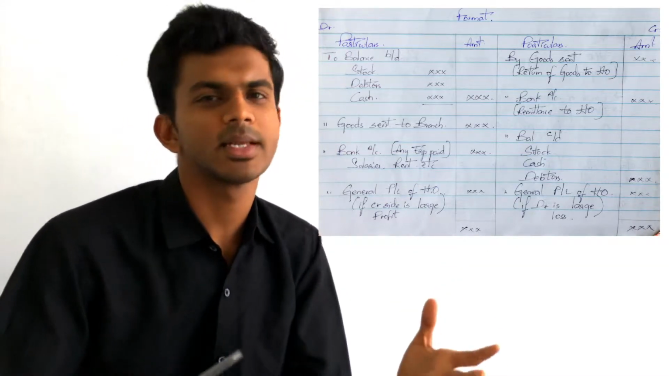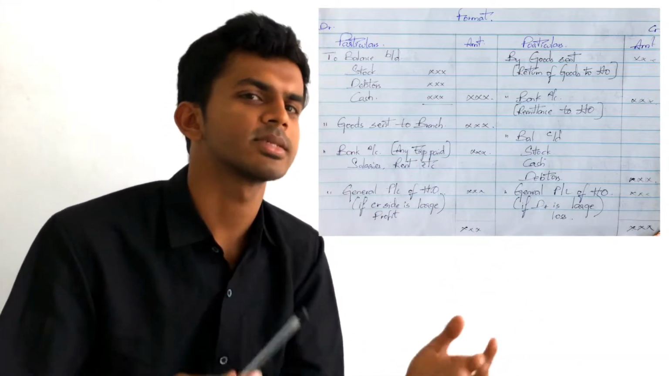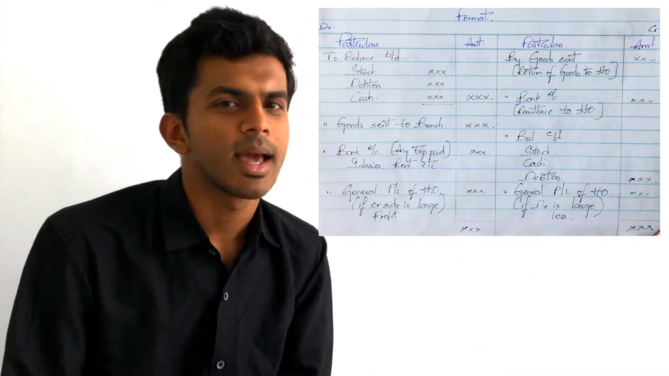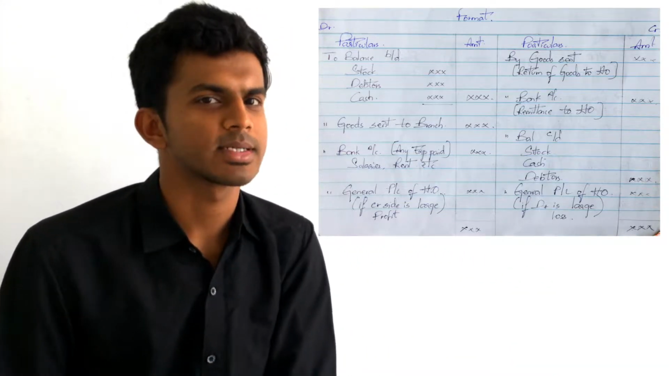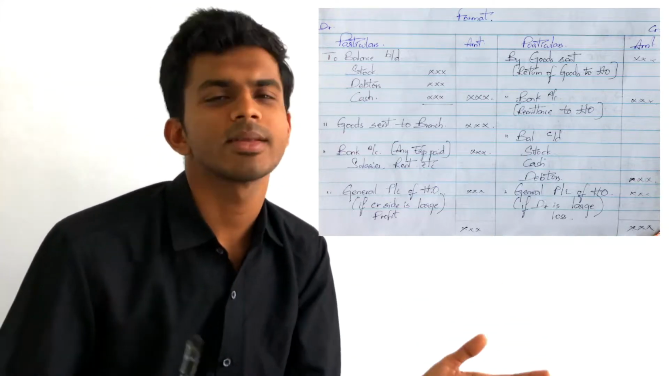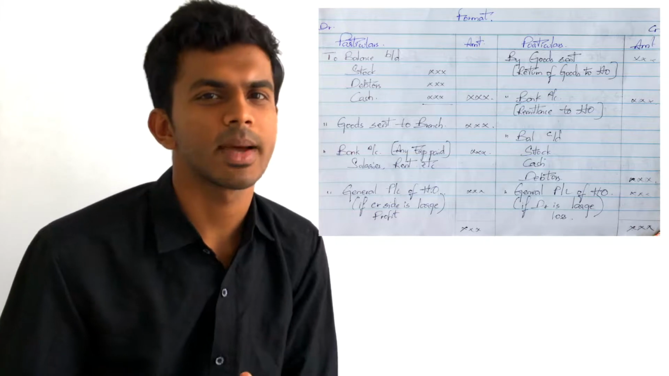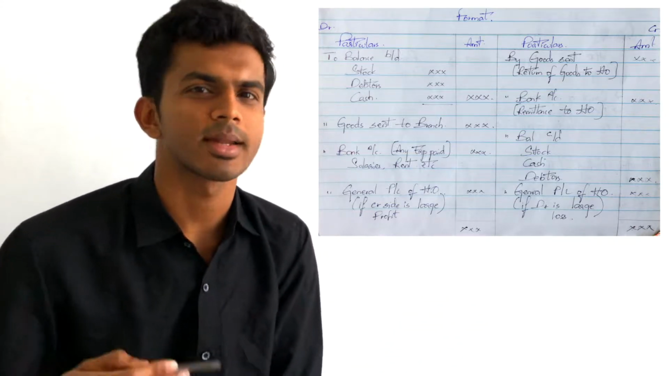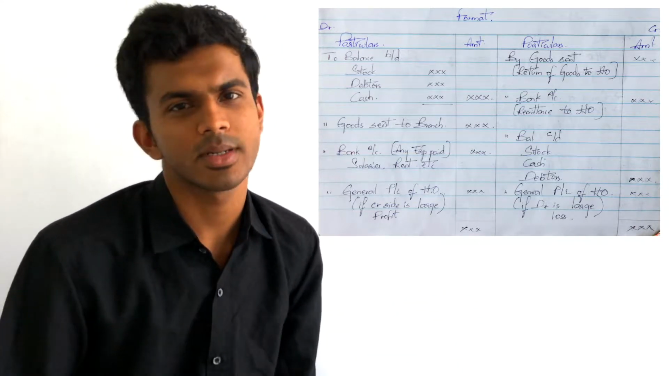So whenever the liability of the branch to the head office increases, you show it on the debit side, and whenever it decreases, you show it on the credit side. Any goods returned to branch will also be shown on the credit side. And finally, we'll see what is the closing balance of the branch account, like the stock and cash, which will be carried forward to the next year.